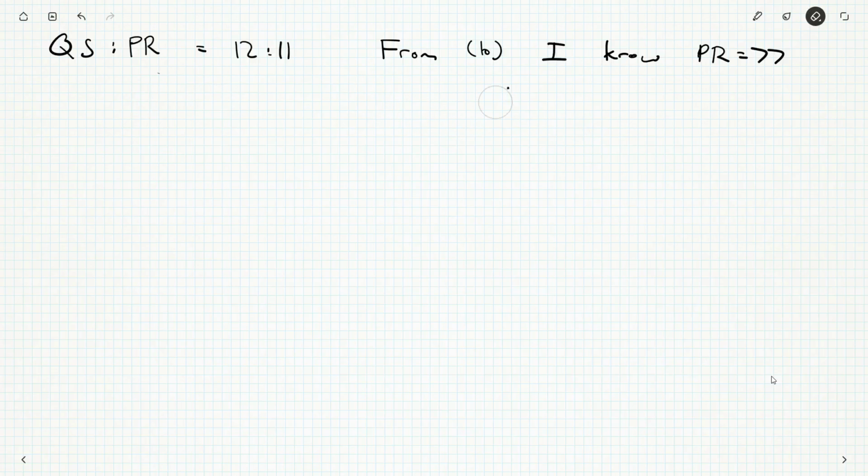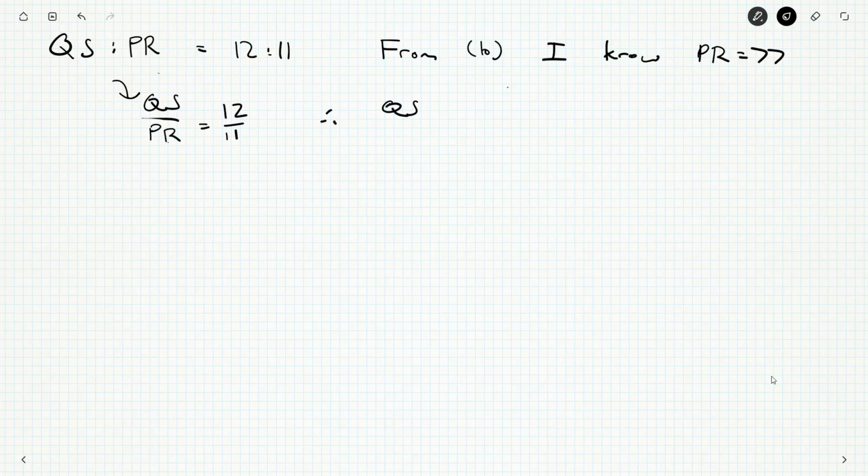Okay, I'm going to use the first one I used. So this translates to QS over PR is 12 over 11. So QS over 77 is 12 over 11. QS is 12 times 77 over 11. Didn't we work out 12 times 77 a little while ago? Doesn't matter, because the 11 and the 77 divide to give us a 7, and we get 84. Okay, so QS is 84.